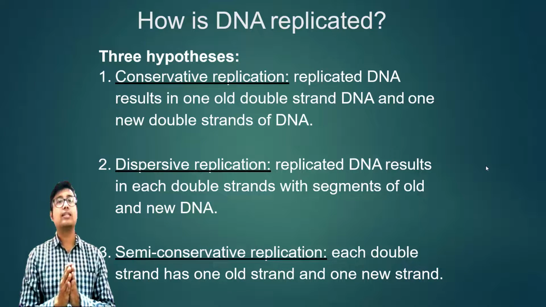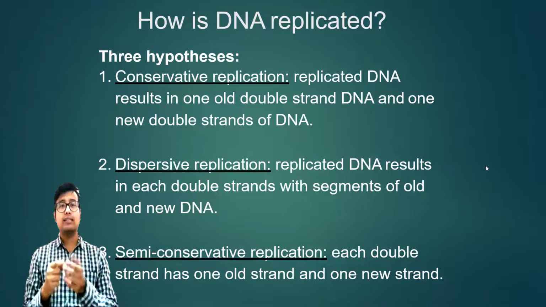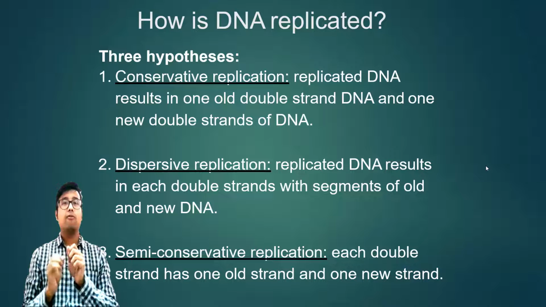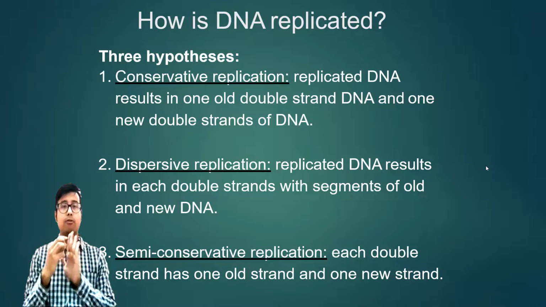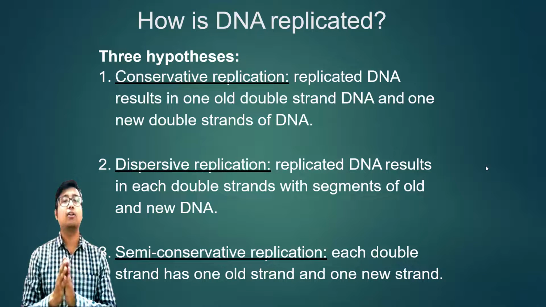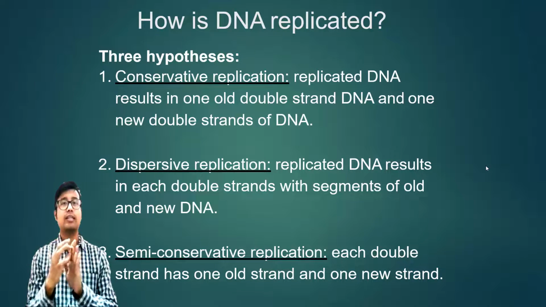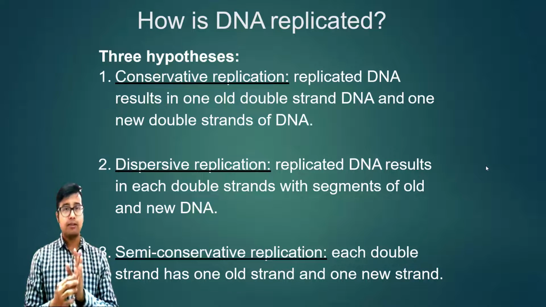There was another model known as dispersive. It hypothesized that the parent strand disintegrated and the daughter strand was ultimately found with fragments of parent and daughter strand. So both parent and daughter strand had fragments, right?